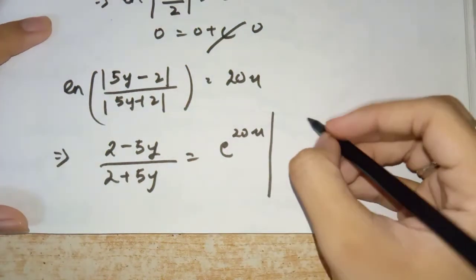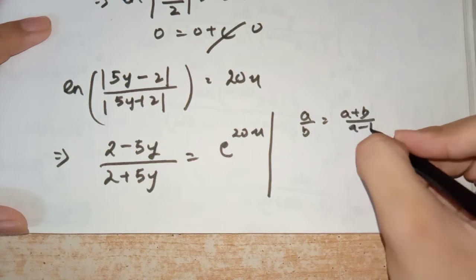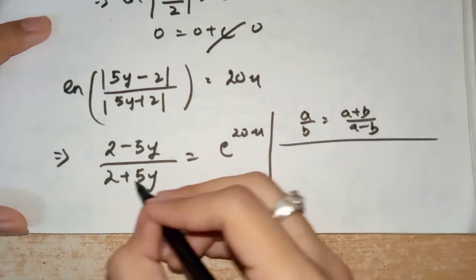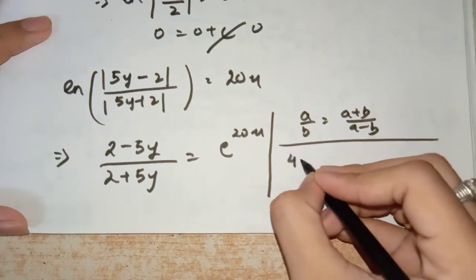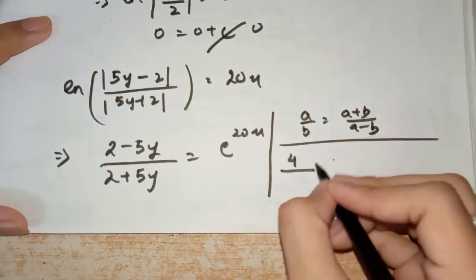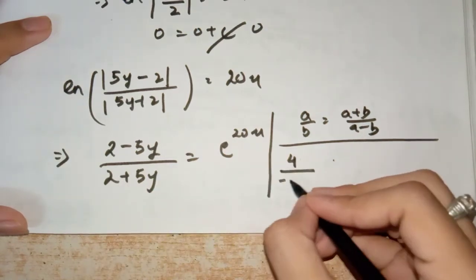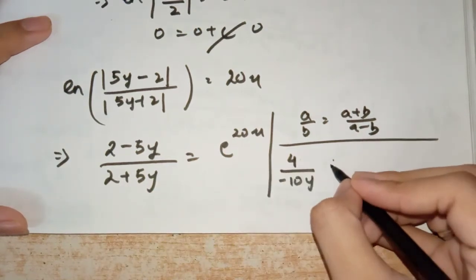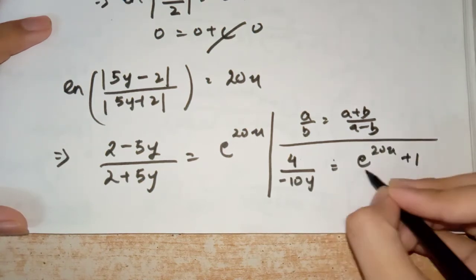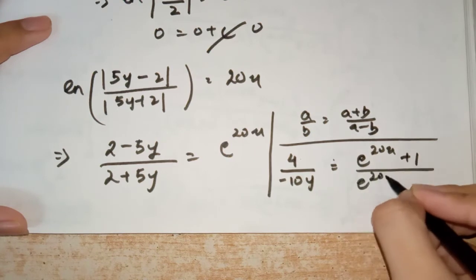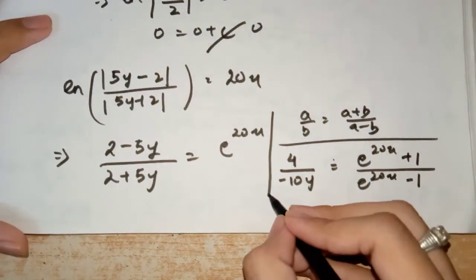What's componendo dividendo? A by b is equal to a plus b by a minus b. Applying the same here, 2 minus 5y plus 2 plus 5y. So it's 4, as minus 5y plus 5y gets cancelled. By a minus b, so 2 minus 5y minus 2 minus 5y, so it's minus 10y. Yeah, you got that right. E to the power 20x plus 1 by e to the power 20x minus 1. Very good.